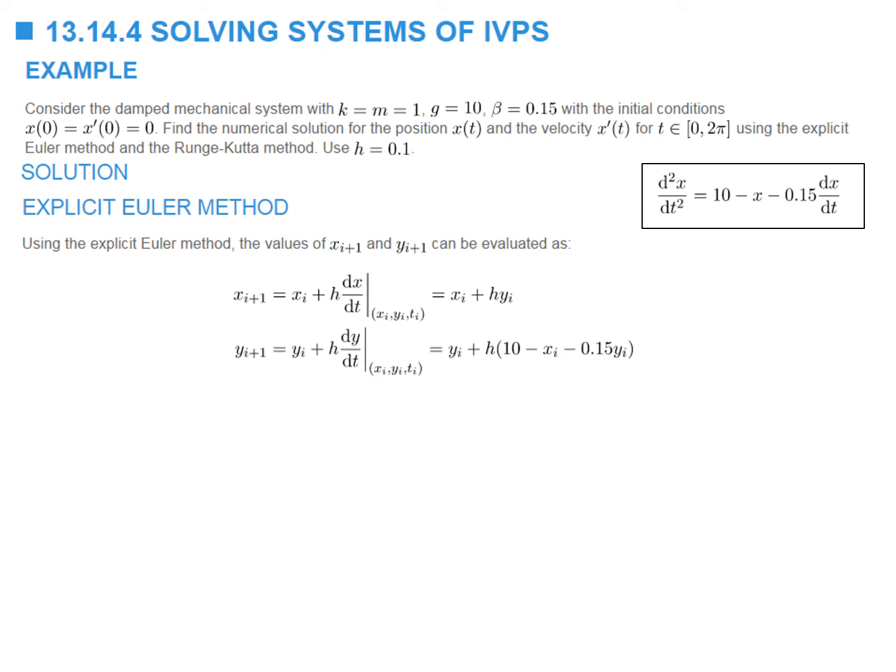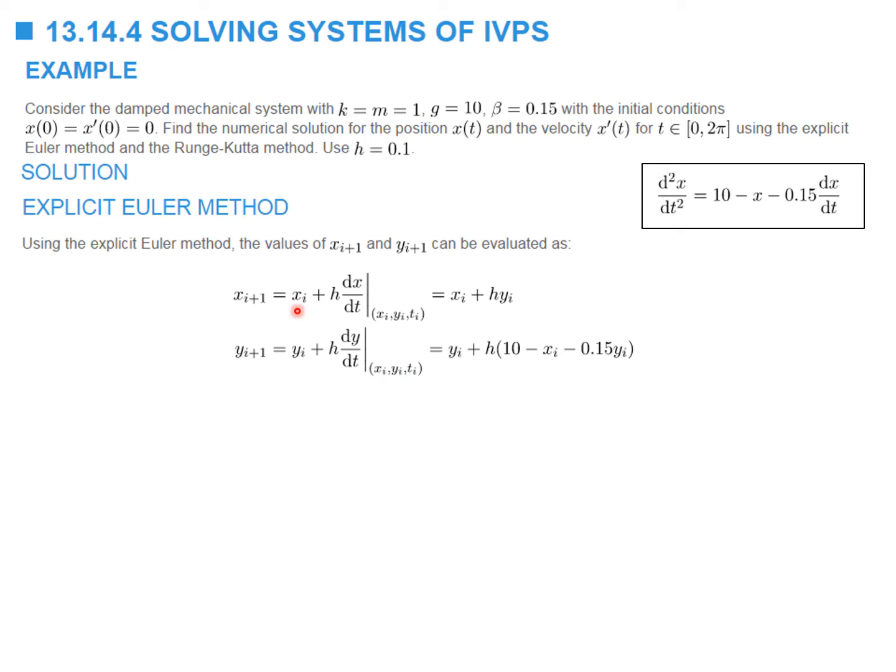Using the explicit Euler method, x sub i plus 1 is equal to x sub i plus h multiplied by the slope of x. y sub i plus 1 is equal to y sub i plus h multiplied by the slope of y, and these slopes are evaluated at the initial point, x sub i, y sub i, t sub i.